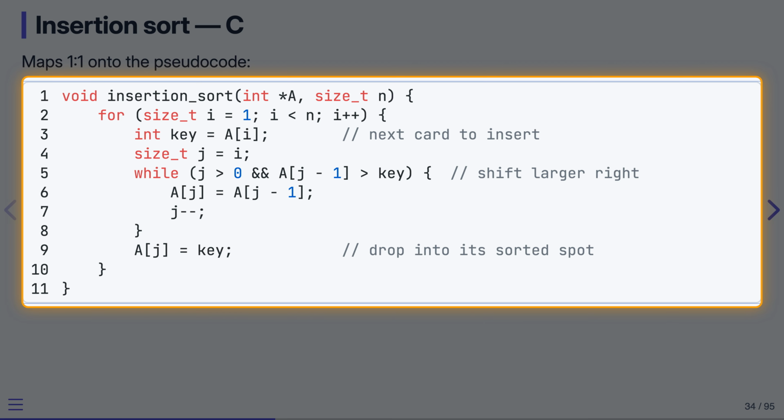The C code maps 1 to 1 onto the pseudocode. The outer for loop runs I from 1 up to n. We copy A at index I into key, the next card to insert. We set J to I, and the while loop runs while J is greater than 0 and A at index J minus 1 is greater than the key. Inside, we copy A at index J minus 1 into A at index J, shifting it right, and then we decrease J by 1. When the loop stops, we write the key into A at index J, its sorted spot.